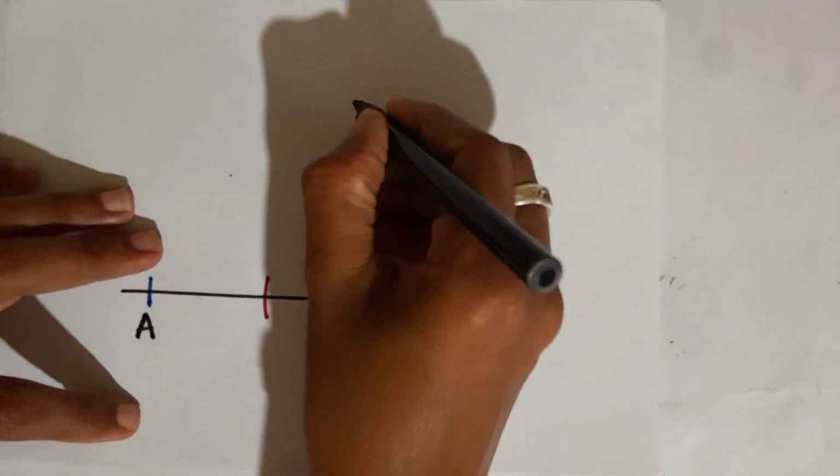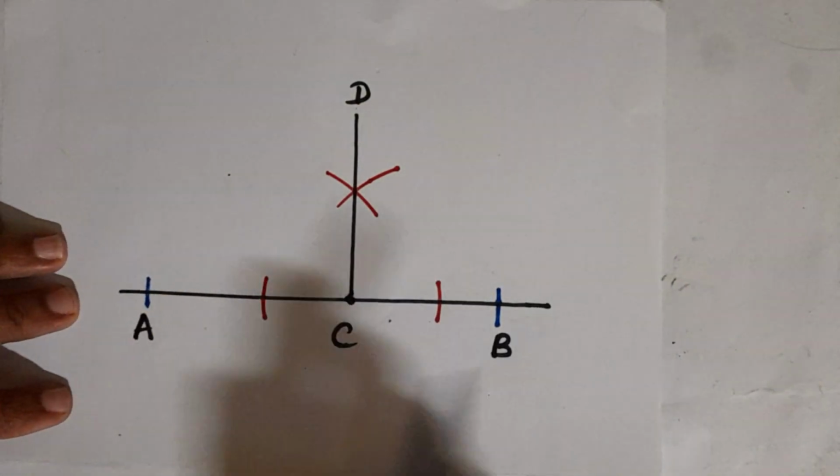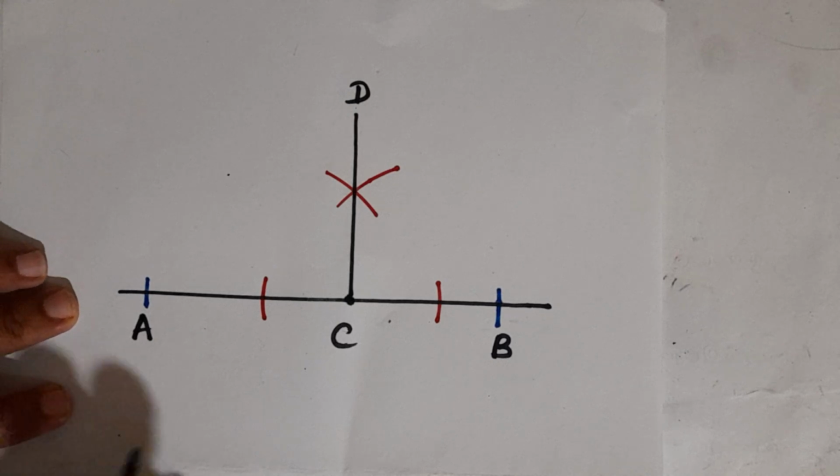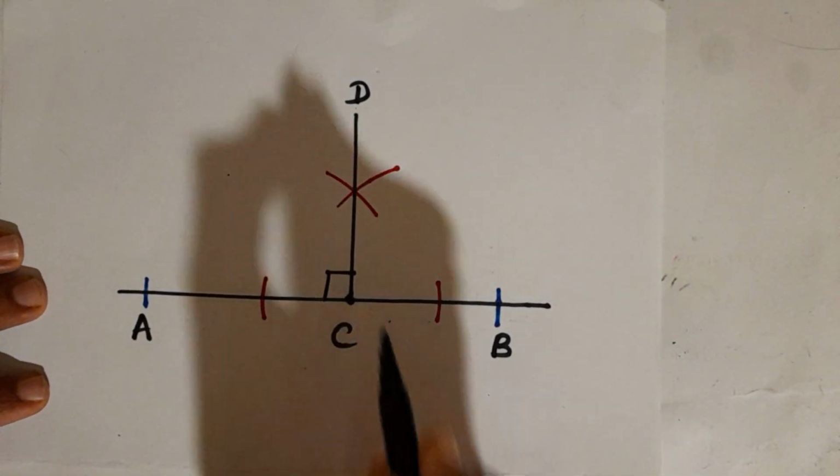Now we'll mark this point as D. This CD straight line is perpendicular to the straight line segment AB. This angle is 90 degrees.